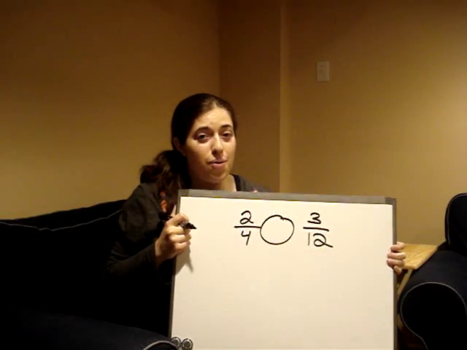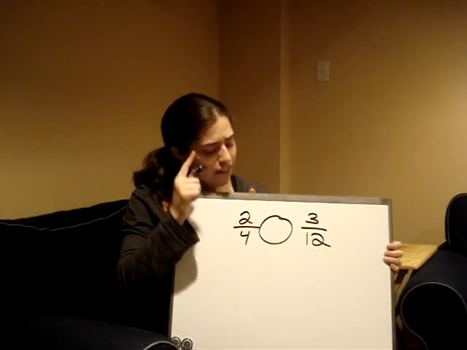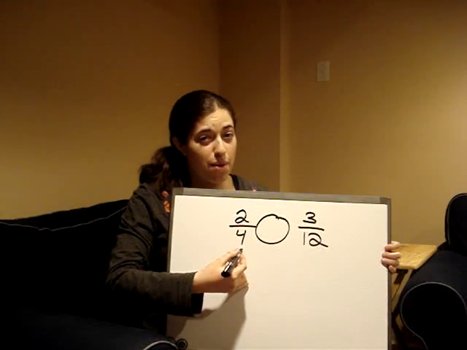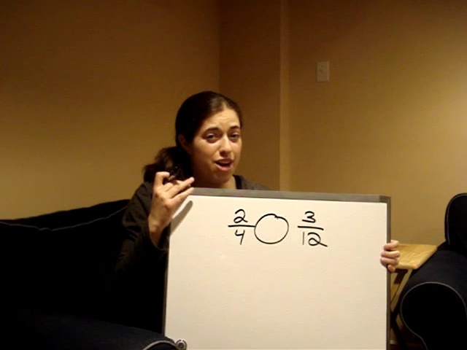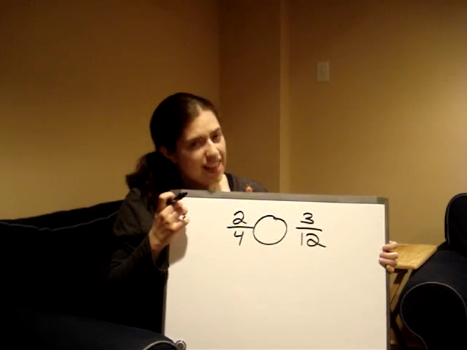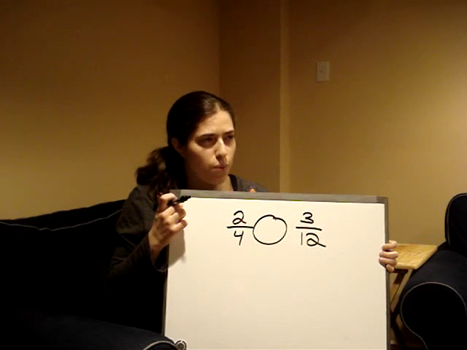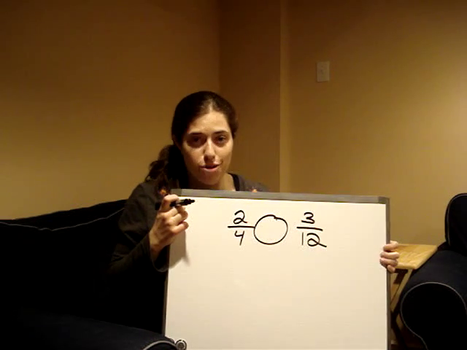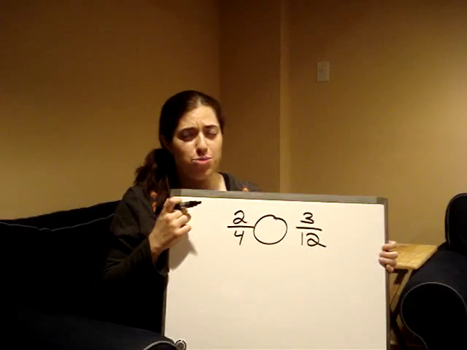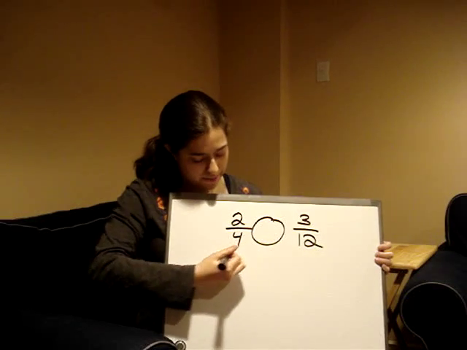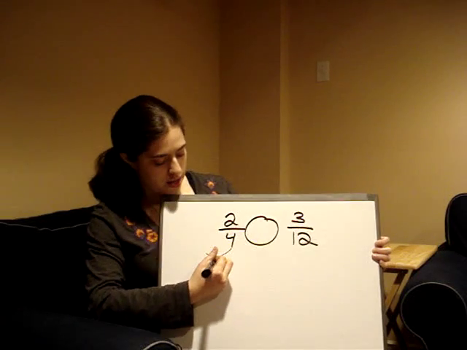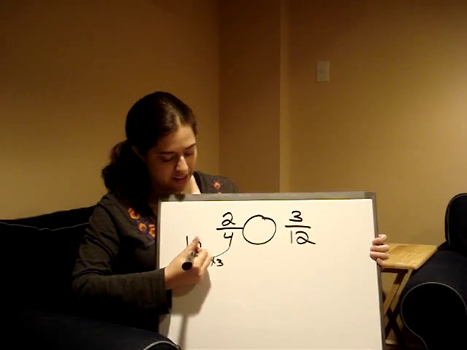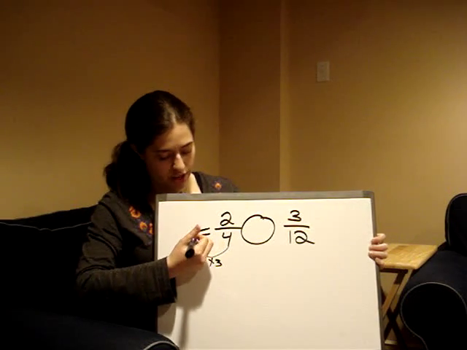The first thing that you're going to want to do is think to yourself, can I make the denominator that's a lower number into the denominator that's a higher number? In this case, can I make 4 into 12? Well, yeah, I can. I can multiply 4 by 3 and I'll get 12. So that would just be perfect. So I'll times it by 3 and that will give me 12. The start of an equivalent fraction.